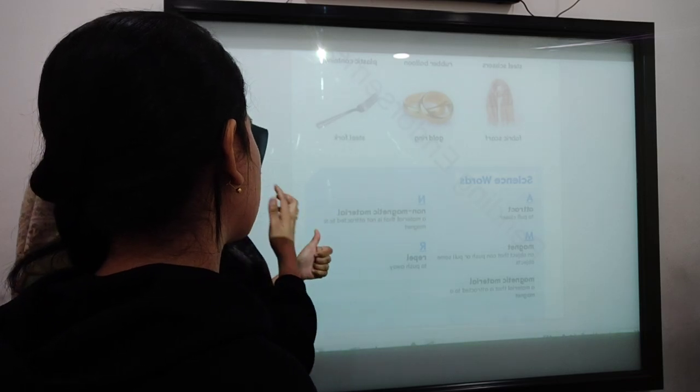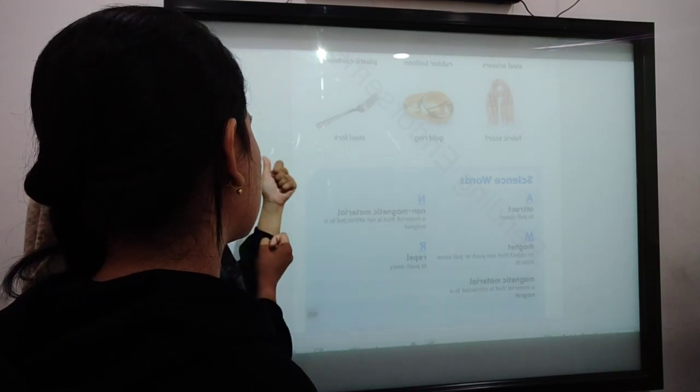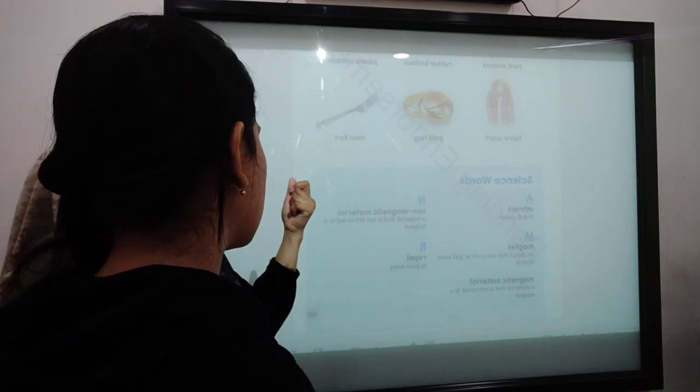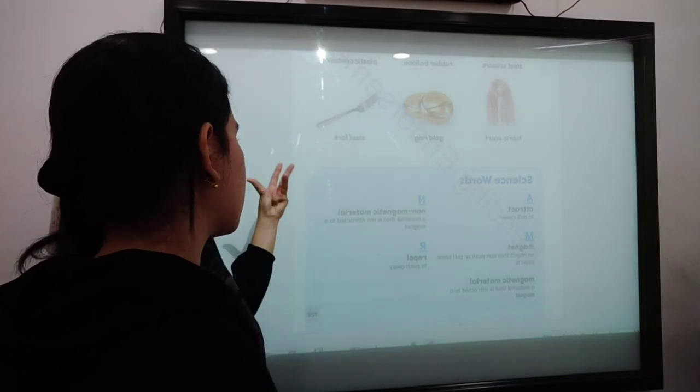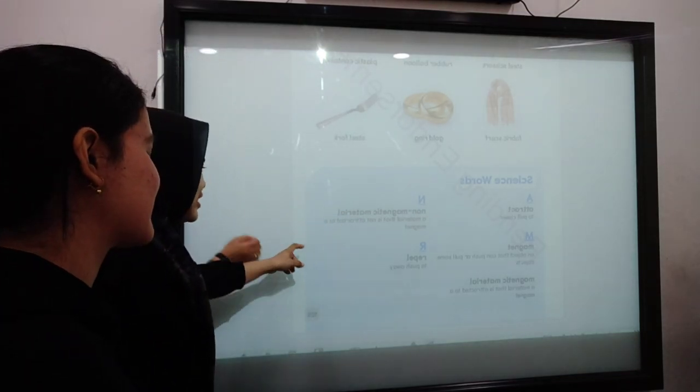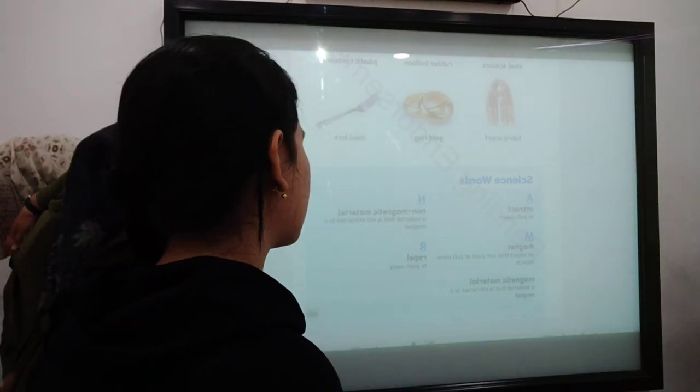glass, rock, plastic, paper. So these are non-magnetic materials.